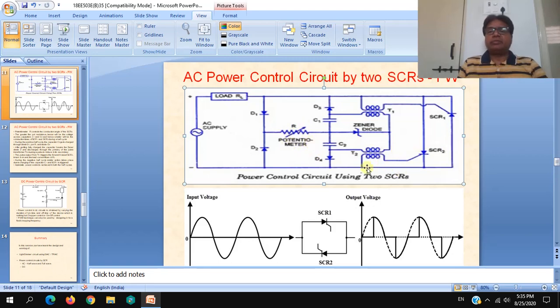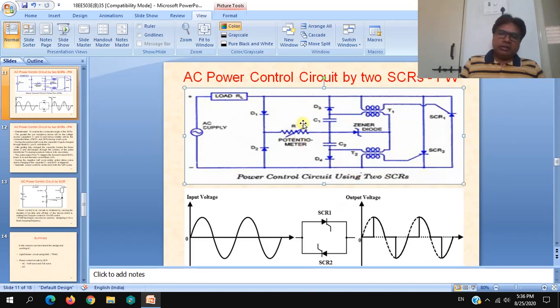The same thing will repeat in the negative half cycle, where during the negative half cycle SCR2 will be reverse biased and turns off at the zero crossing. SCR1 is forward biased, but as there is no gate triggering voltage, it will not conduct. The load will not be getting any voltage or current.